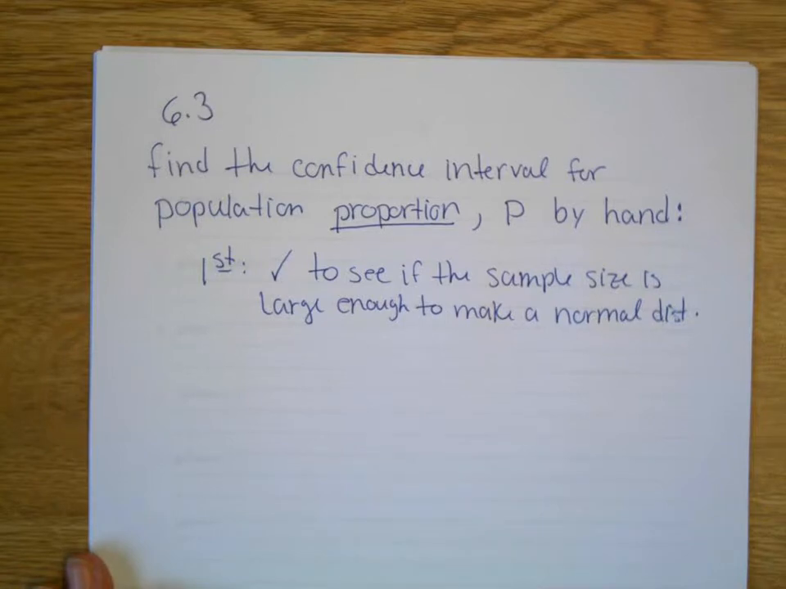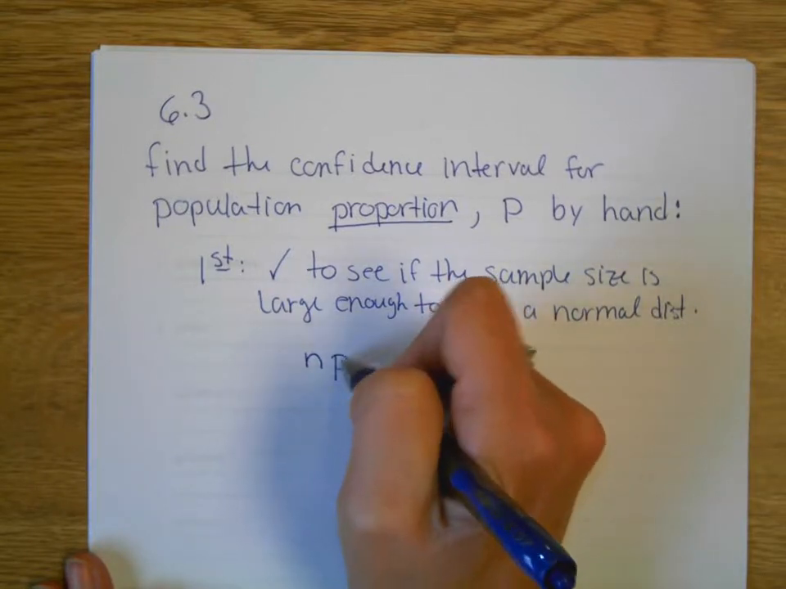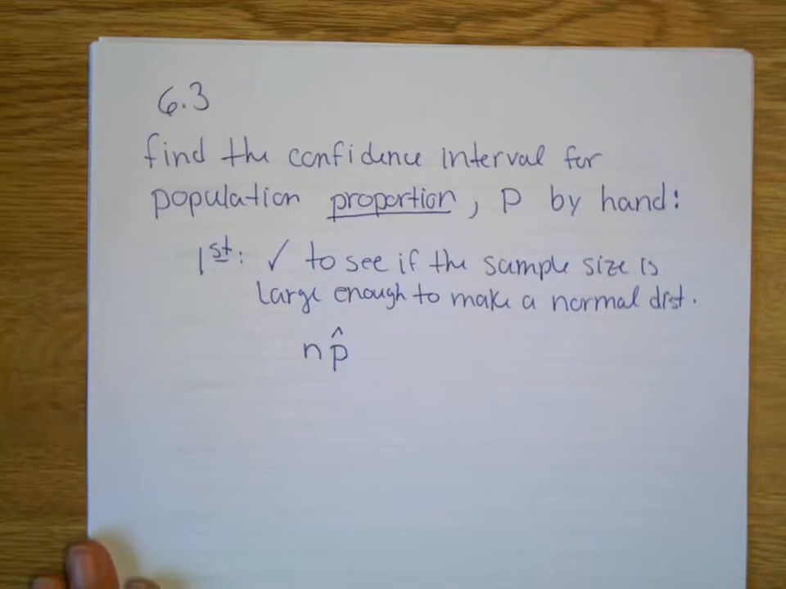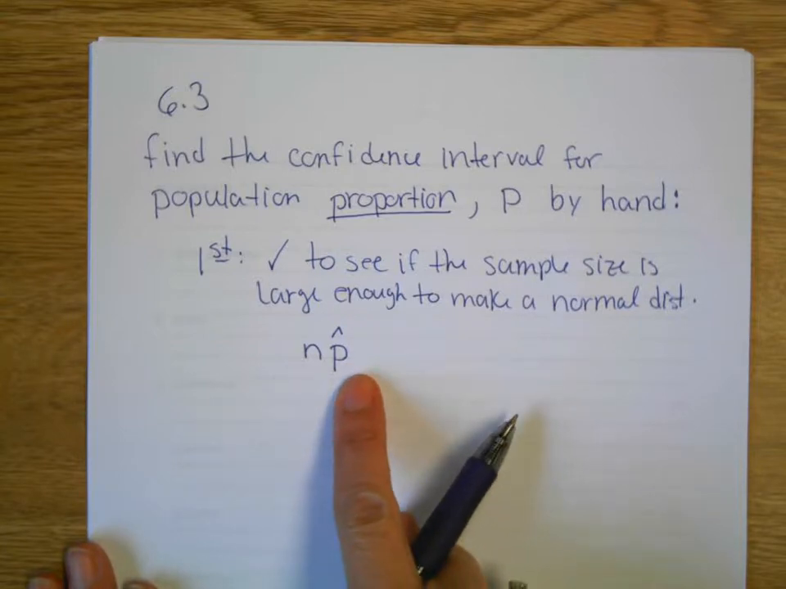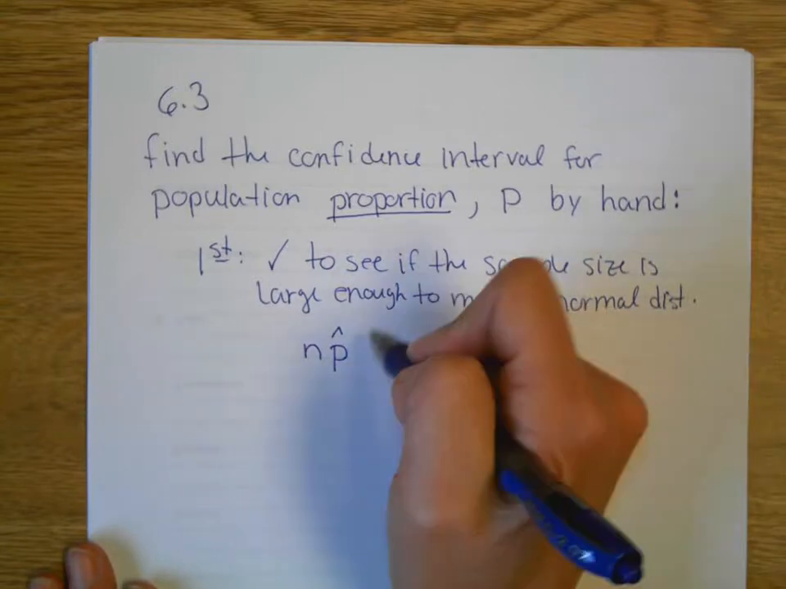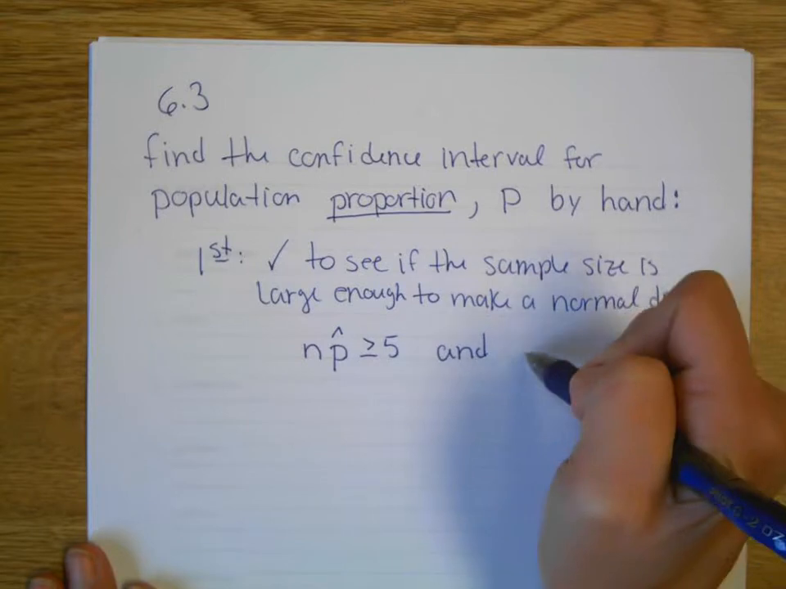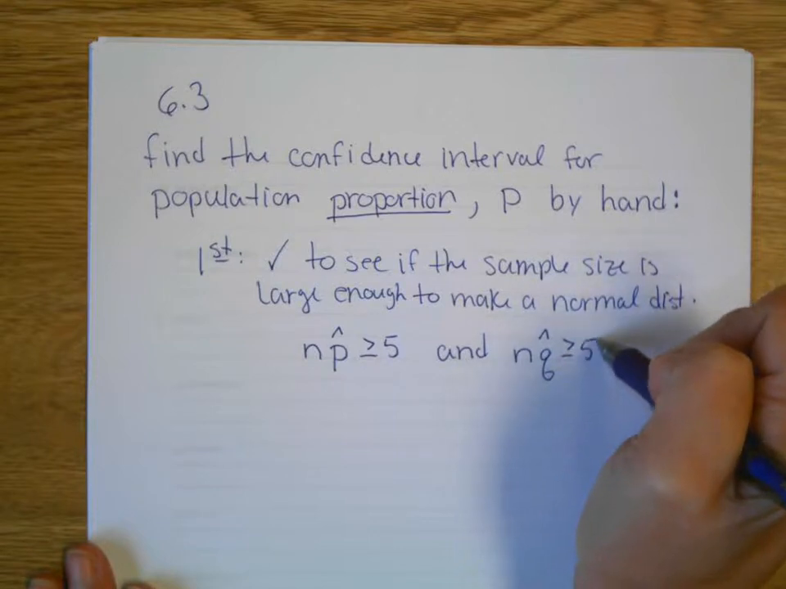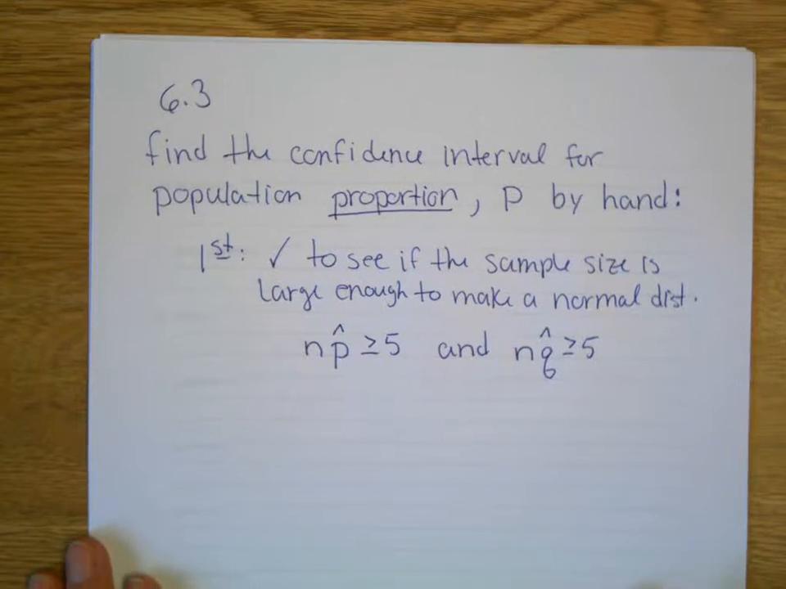And the check is your sample size times p hat. I'll have to tell you what p hat is in a minute. That's the symbol for p hat. And you need the sample size times p hat to be greater than or equal to 5. And you need the sample size times q hat to be greater than or equal to 5. If both of those are greater than or equal to 5, you can continue on and do this problem.